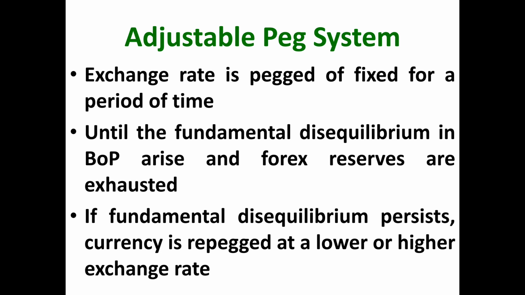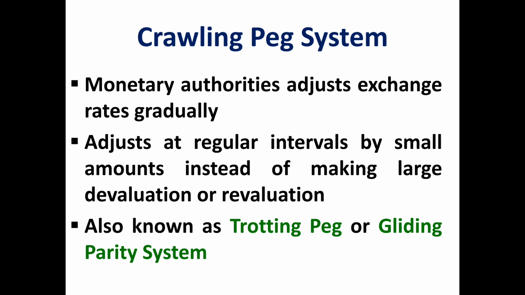Adjustable peg system is basically a fixed exchange rate system. That is, exchange rate is pegged or fixed for a period of time until there is a fundamental disequilibrium in balance of payment, and once the country's foreign exchange reserves are exhausted, then the exchange rate will be adjusted or repegged at a lower or higher exchange rate. So the changes will be substantial. In the case of adjustable peg system, it will remain fixed until a fundamental disequilibrium in balance of payment emerges.